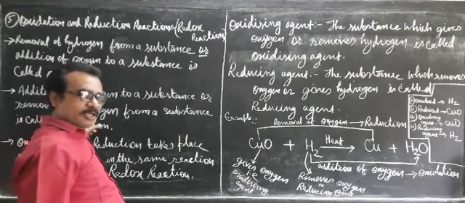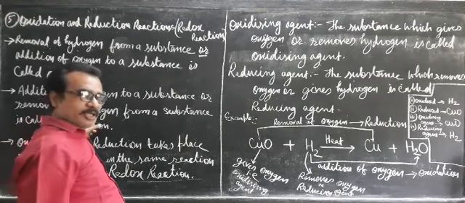Now see, on the right hand side of the chemical reaction, the product written is copper. It is simply copper, no oxygen here. Compare these two. What is happening? There is a removal of oxygen. Here it is copper oxide, having oxygen. Now it is copper, no oxygen. So what is the process? That is the removal of oxygen.